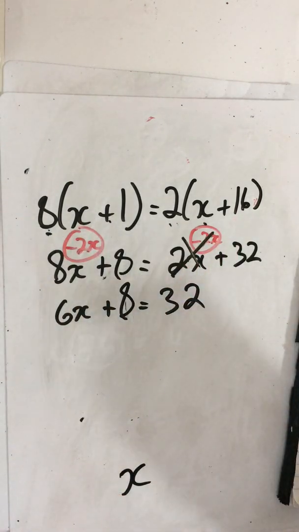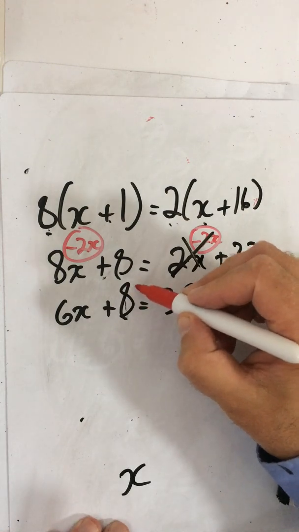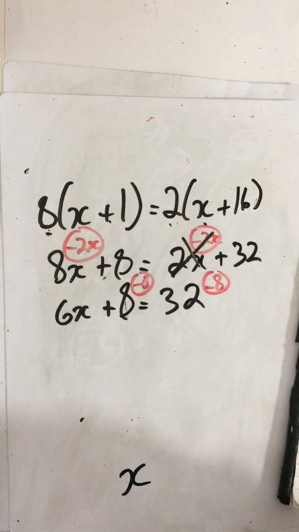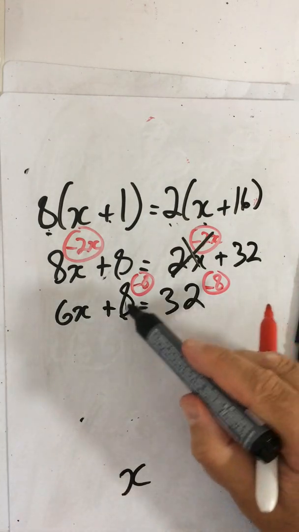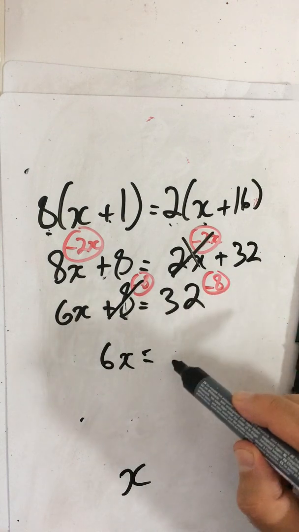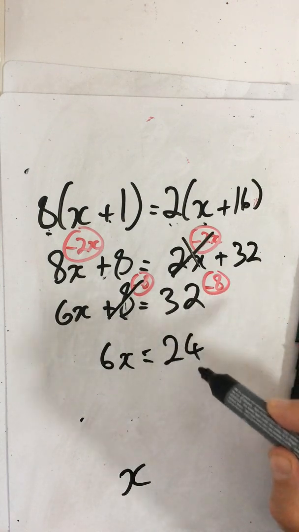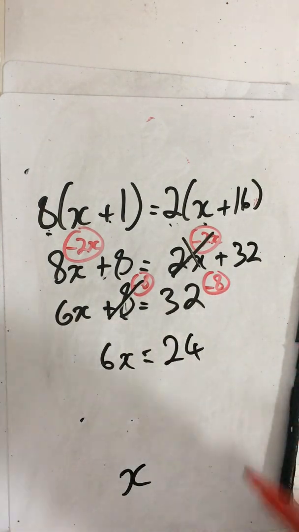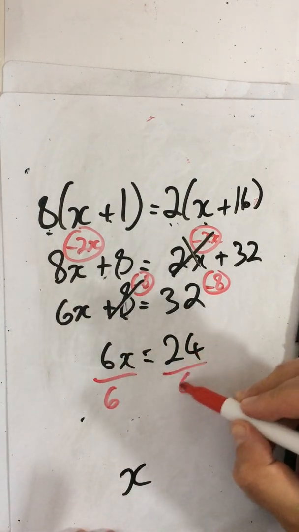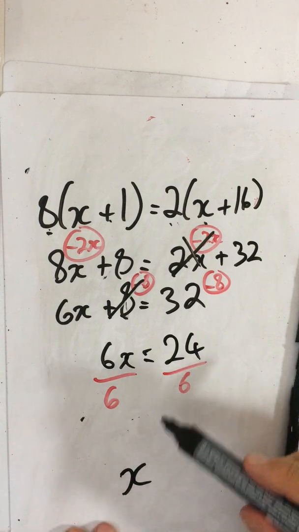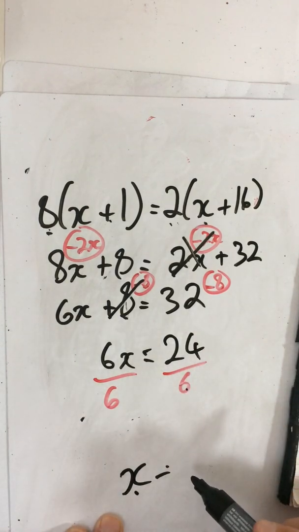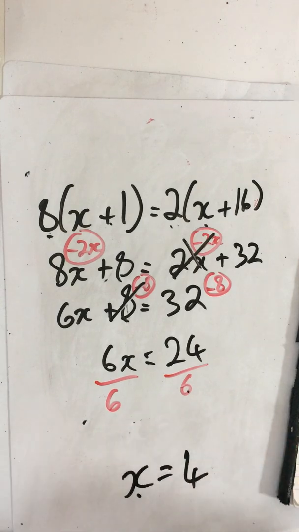Okay, so now I want to get rid of this positive 8, so I'm going to take 8 away from it. Take 8 away on the other side because it's the balance method. This gets rid of that, so it leaves me with 6x equals 32 take away 8, 24. It's 6 times x, so I divide that by 6. Do the same on the other side, divided by 6. That leaves me with x. How many 6s in 24? 6 4s. x equals 4.